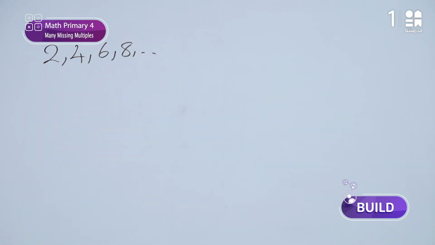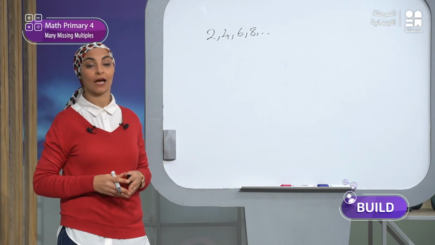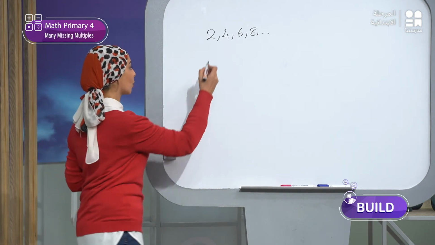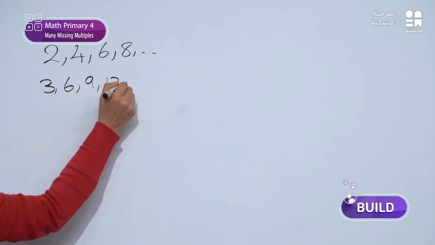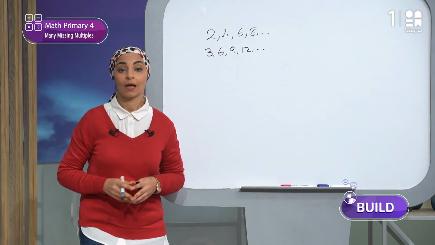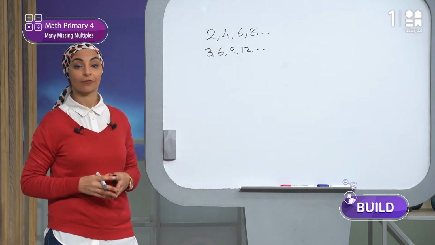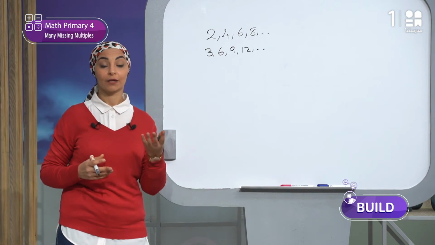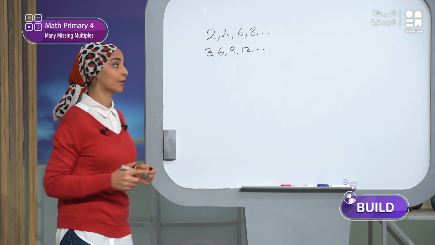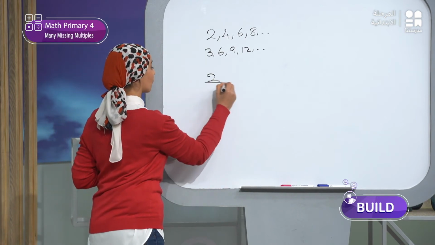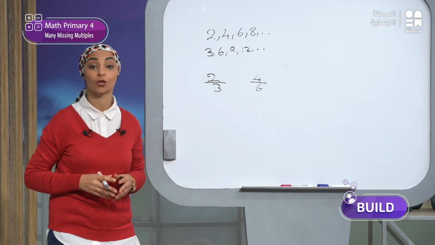What about multiples of 3? Multiples of 3 are moving by 3. Let's write multiples of 3, which are 3, 6, 9, 12 and so on. After finding the multiples of 2 and 3, now we want to know if 2 over 3 and 4 over 6 are equivalent fractions or not. Let's write it: 2 over 3 and 4 over 6, are they equivalent or not?